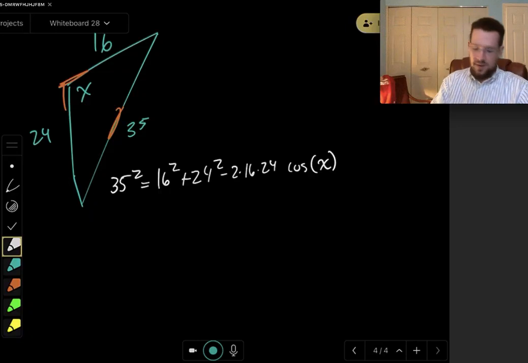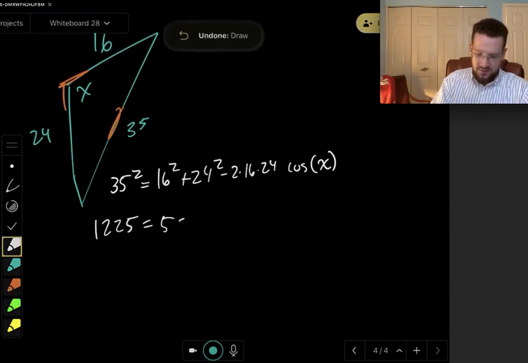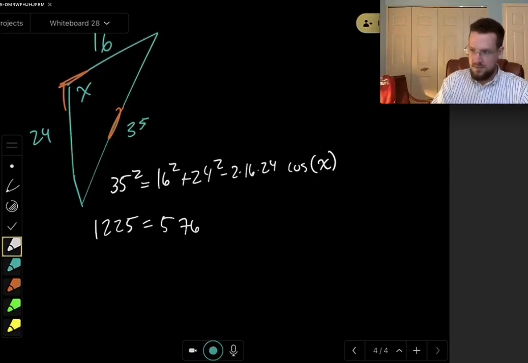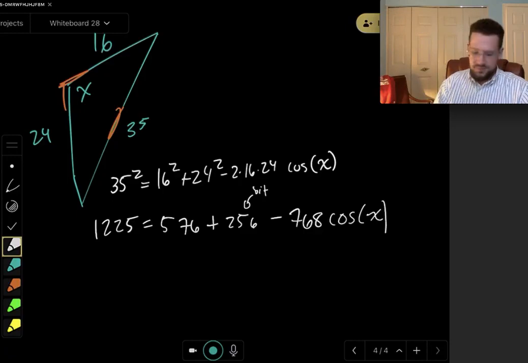Okay, 35 squared, this is 1225. 24 squared is 576. 16 squared is 256. Then 2 times 24 times 16, I got 768, times the cosine of x. And now, all we're going to do here is balance our equation.